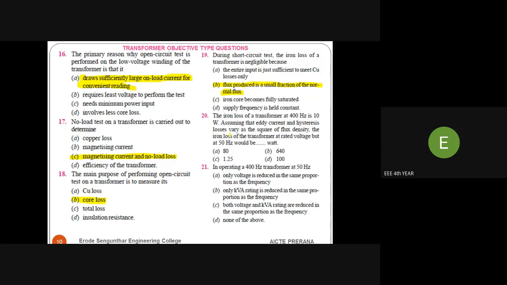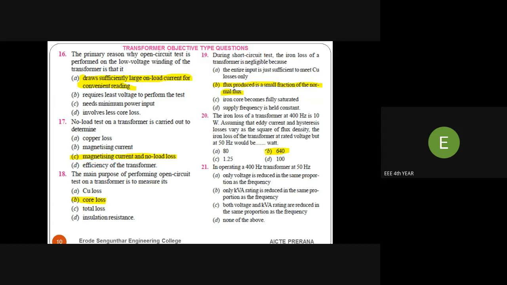Question number 20. The iron losses of a transformer at 400 Hz is 10 watts, assuming that eddy current and hysteresis losses vary as the square of the flux density. The iron losses of the transformer at rated voltage but 50 Hz would be dash watts. The correct answer is 640 watts. You can use the formula and work out the answer. 640 watts is the correct answer.